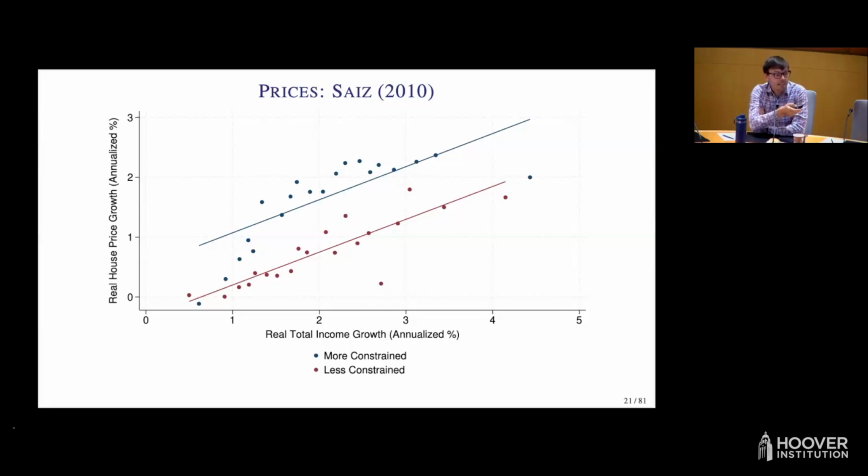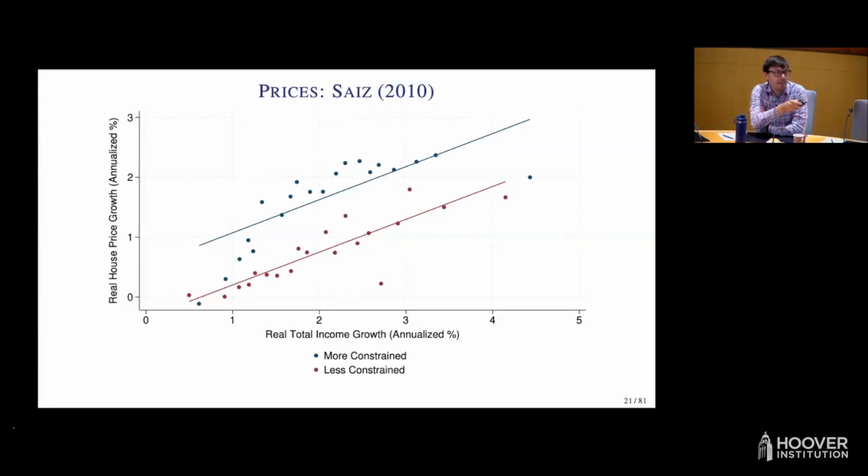Let me say one more thing, which is what you do see is a difference in the average house price growth across these cities. The cities that are more constrained do have higher house price growth on average, regardless of whether they grow a lot or not, whether the income growth is high or not.